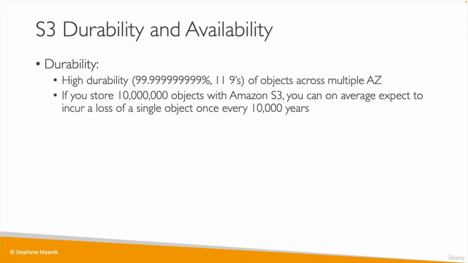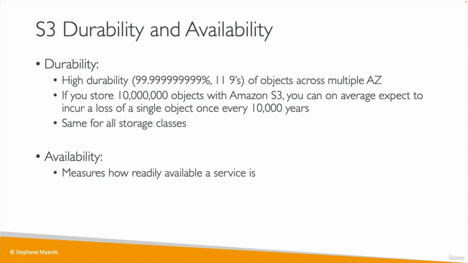So durability represents how many times an object is going to be lost by Amazon S3. And so Amazon S3 has a very high durability. It's called 11 nines, so 99.999999999%. And that means that on average, if you store 10 million objects on Amazon S3, you can expect to lose a single object once every 10,000 years. So it's quite durable. And the durability is the same for all storage classes in Amazon S3.